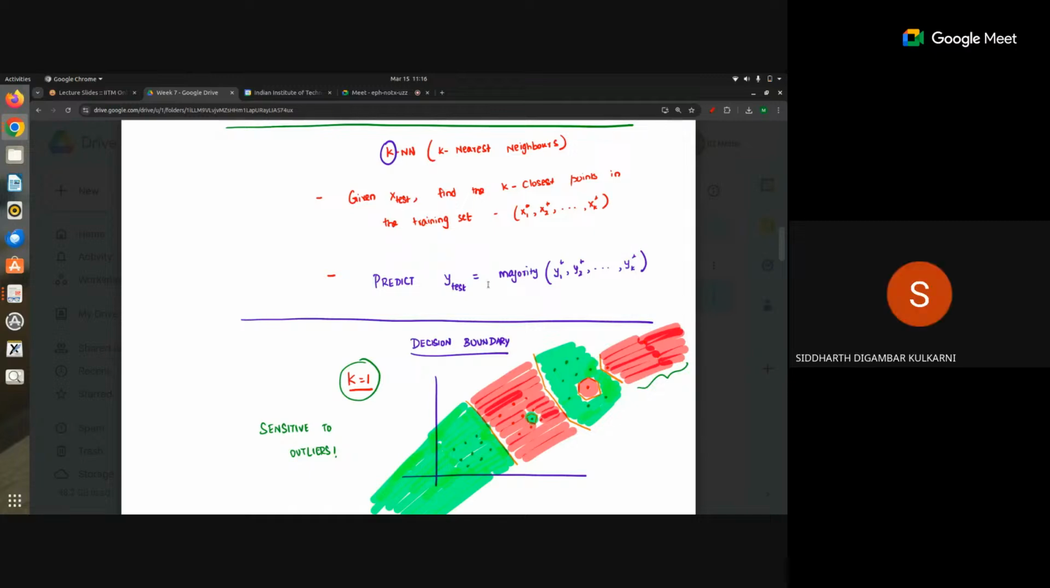Minimum is 1 and maximum is n. So that is the point here, that we can have minimum one neighbor, which is the nearest one to the data point.